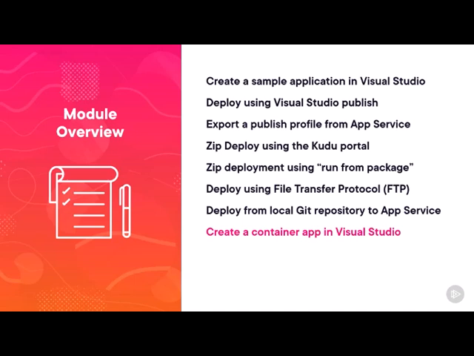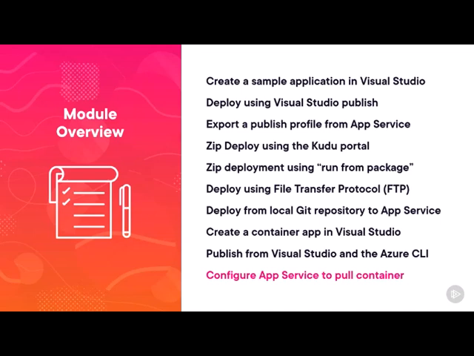Next, we'll look at deploying containers. First, we'll create a container app in Visual Studio. Then you'll see how to use Visual Studio Publish to push the container to Azure Container Registry, which is a holding place for containers. I'll also show you how to use the Azure Command Line interface to push the source code to Azure and have the Azure Container Registry itself build the container for you. And finally, you'll see how to configure an app service to pull the container from the container registry and host the container. This can be set up for continuous deployment because the app service can be notified when the container gets updated in the registry.